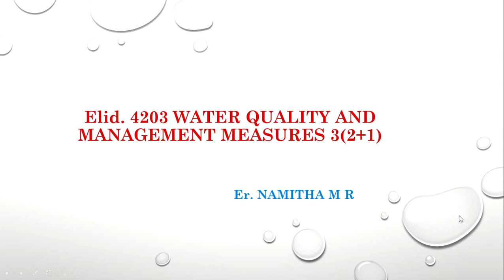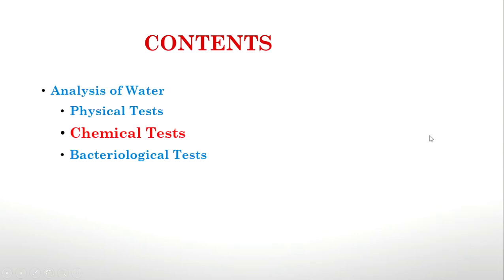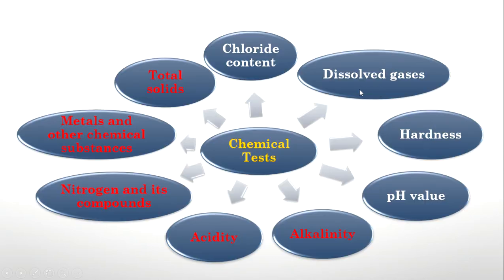So in this lecture, we will see the remaining portions of the chemical test. There are many chemical tests. There are mainly 9 types of chemical pollutants which cause chemical pollution to water. Out of that, we have discussed these 4. The remaining 5 were: alkalinity, acidity, nitrogen and its compounds, metals and other chemical substances, and total solids. So these are the other things which cause chemical pollution. We will first move on to alkalinity.